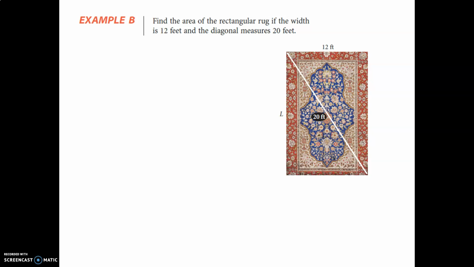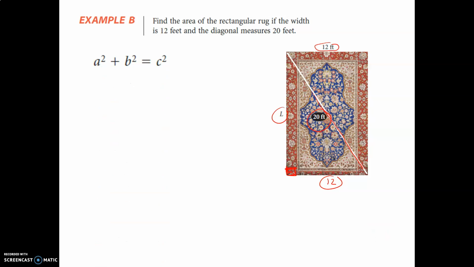Find the area of this rectangular rug if the width is 12. So that's over here, so I could also put 12 here. And the diagonal measures 20. So here they have the diagonal is 20. So the rug is at a 90-degree angle here in the corner, and so therefore across from it would be the hypotenuse of 20, and then L and 12 would be the legs.